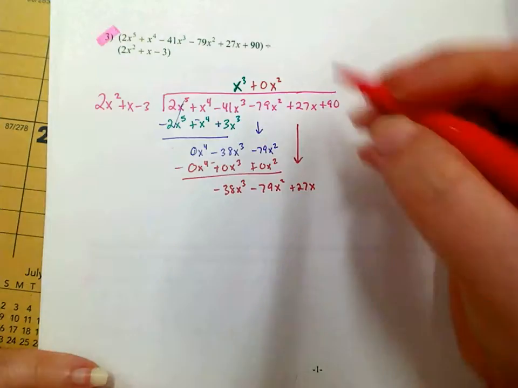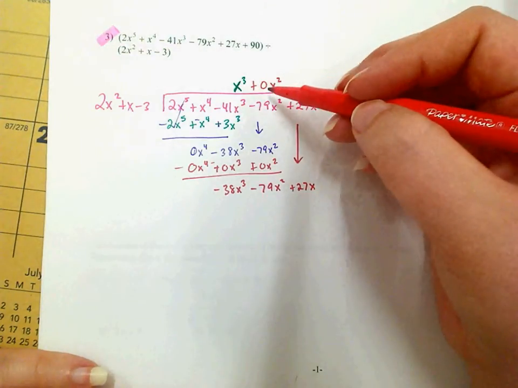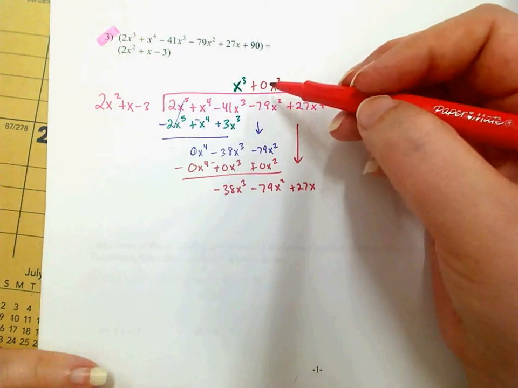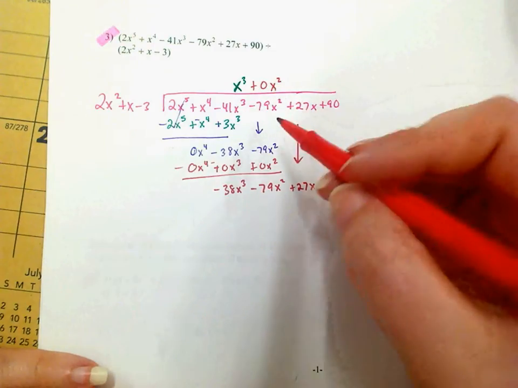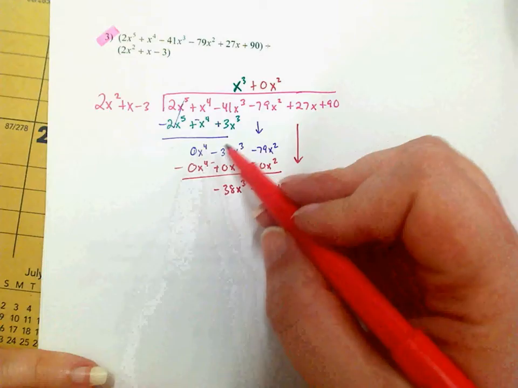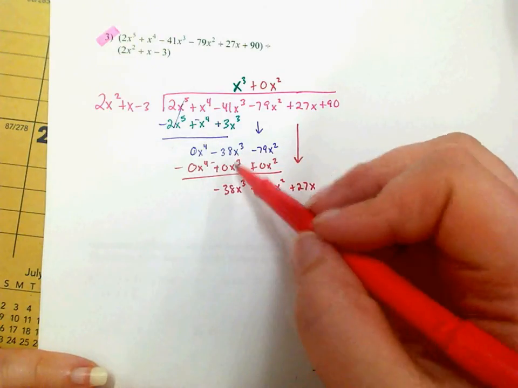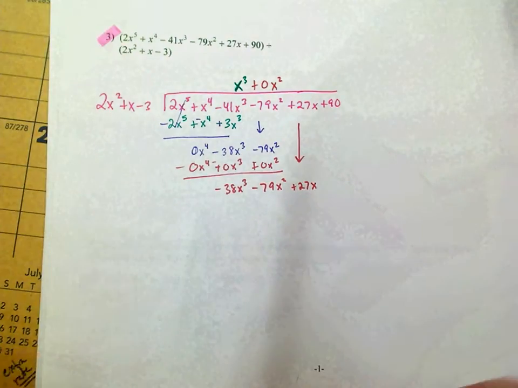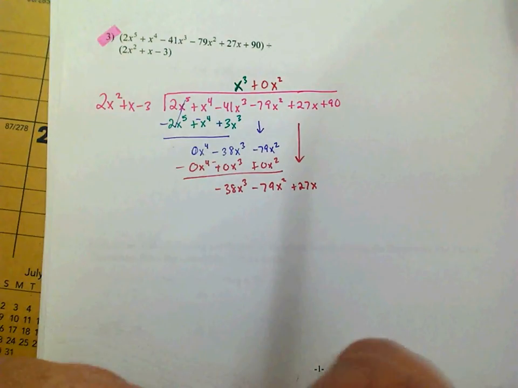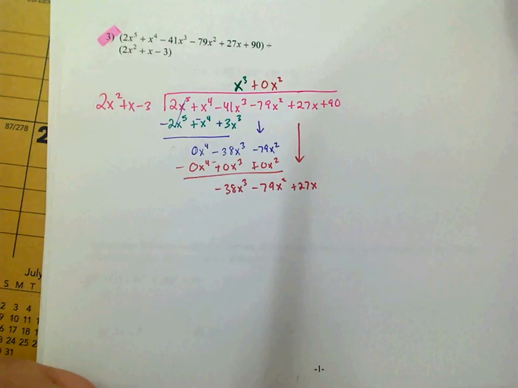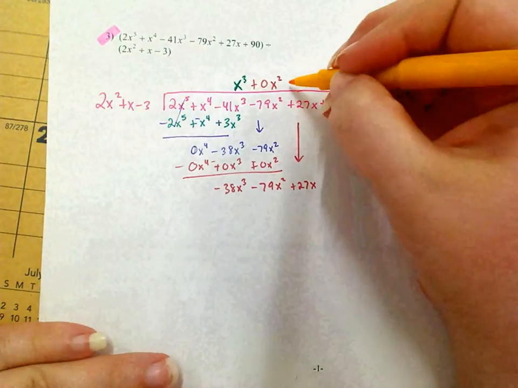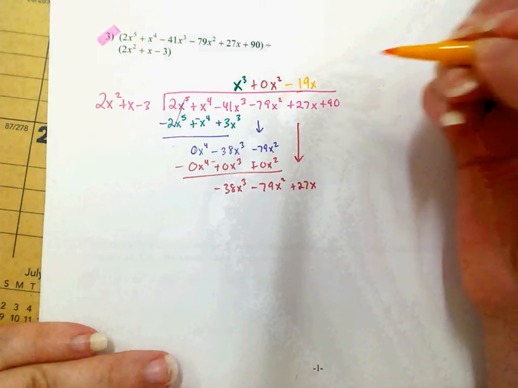So what you can do is, if it needs a 0, put a 0 there, or it's just not there. Then you can mark that one out and start right there. You could say, what do I need to multiply 2x squared by to get negative 38x cubed, because you end up in the same spot. I need to multiply 2 times negative 19 to give me negative 38, and I need one more x. So minus 19x.